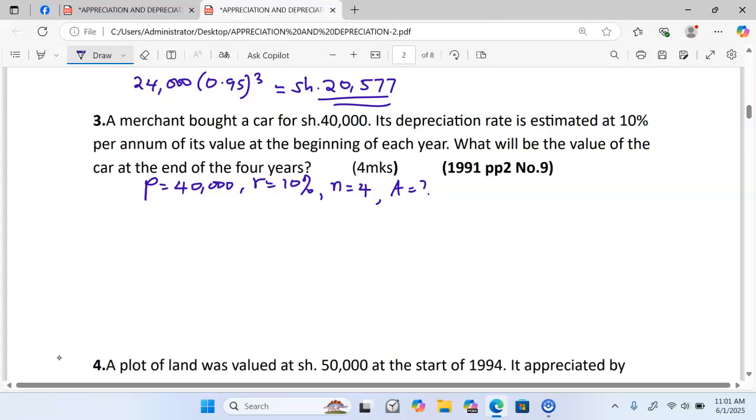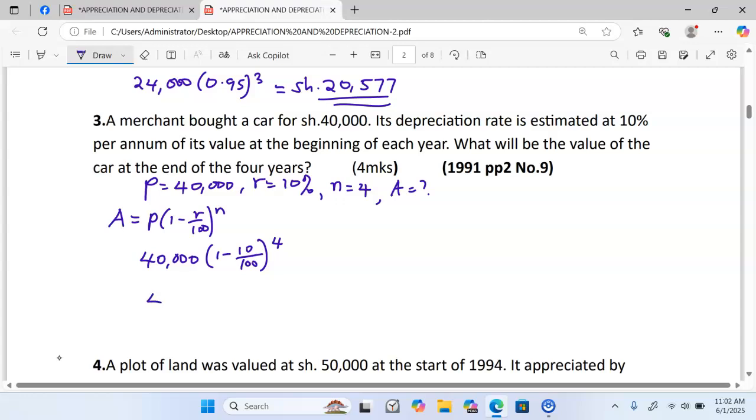Under depreciation, since the car is losing value, the amount is going to be lower than the principal. We say amount is equals to P into 1 minus R divided by 100. We raise it to n. The principal is 40,000 into 1 minus the rate of depreciation, which is 10%. That is 10 out of 100. We raise everything to the power of 4.